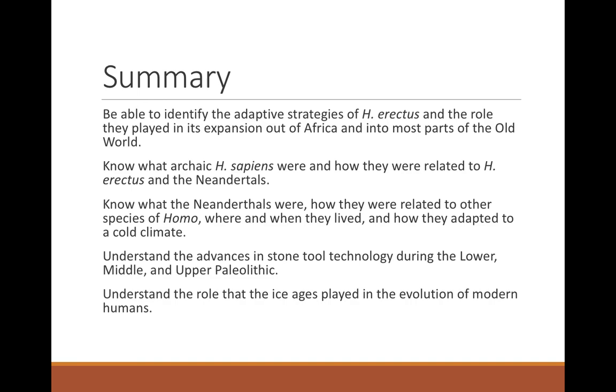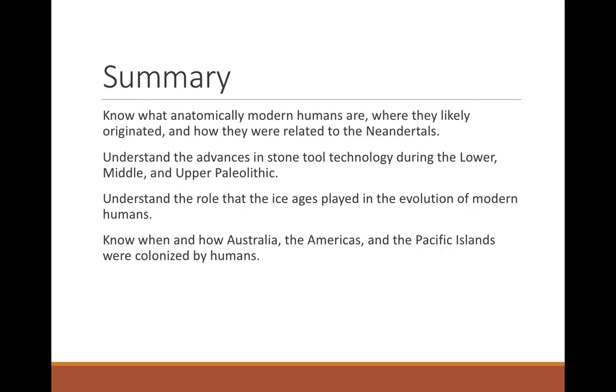Understand the adaptive strategy, hunting and gathering of Homo erectus, and how it enabled us to move out of Africa, know who the archaic Homo sapiens are, know who the Neanderthals and Denisovans are, how they all interrelate, how tools changed over the Paleolithic, the role that the Ice Age has played in the evolution of modern humans, and then the movements of modern humans into other areas of the world.